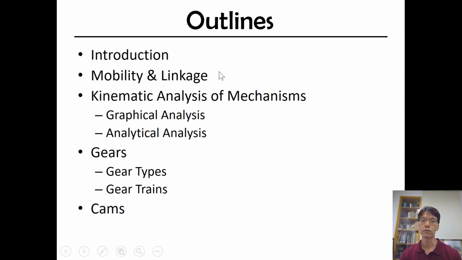And here's the outline for the course. There are probably some new terms for you, but don't worry too much about it. We will talk in more detail in the future. The outline will start with the introduction, and then we'll talk about mobility and linkage. And then we'll go into the kinematic analysis of mechanisms. We'll spend about 1/3 of the time for this course to talk about the kinematic analysis. And then in the second half of the semester, we will talk about the gears and the cams.